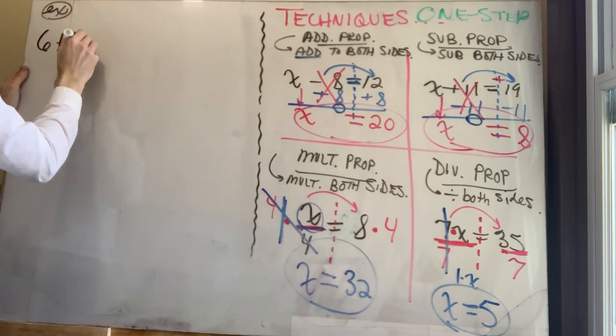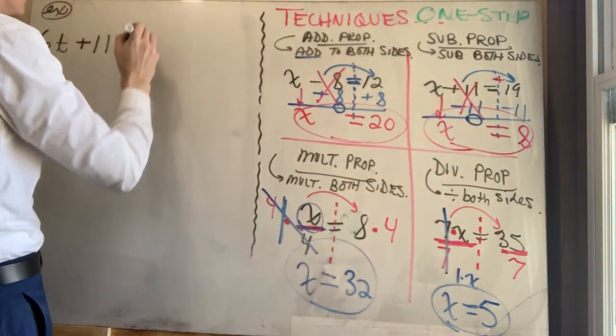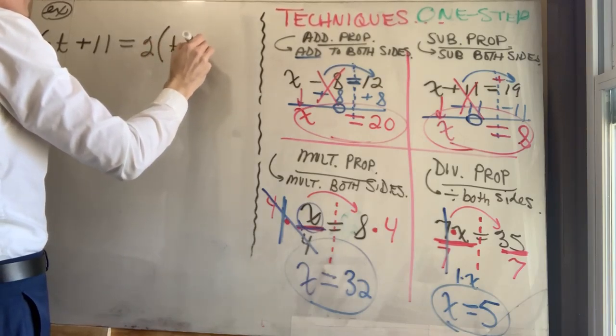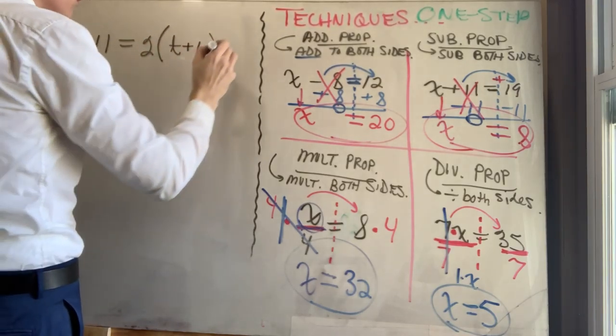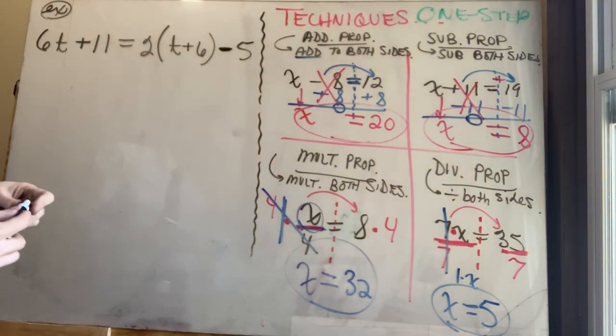Script-looking T, I swear. Plus 11 equals 2 times the quantity T plus 6 equal minus 5, rather. I'm getting tongue-tied. Okay.